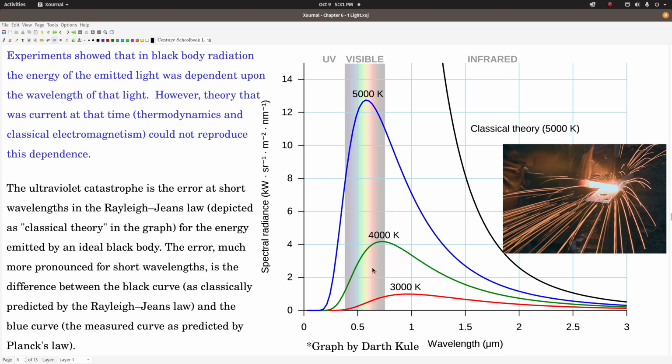Then Planck came along, and Planck was able to develop a model that matched the experiment much better. These lines are at different temperatures, but the blue line, this is Planck's theory, and it matched the experiment very well. It ends up that Planck had to make an assumption that was critical, that led to a much deeper understanding of what's happening.